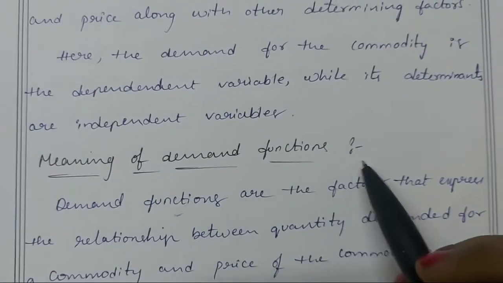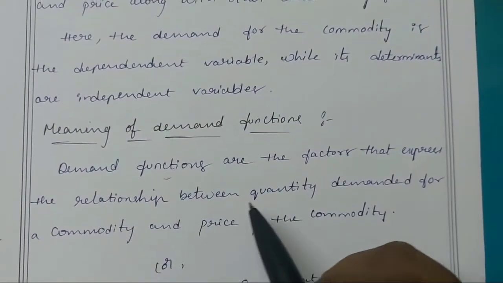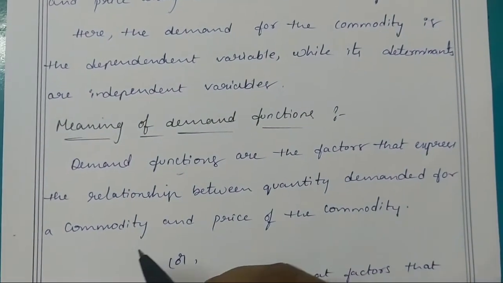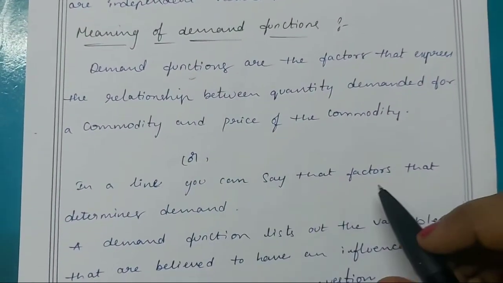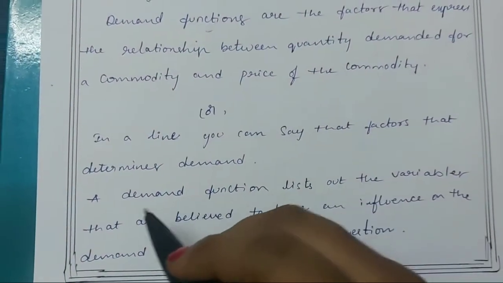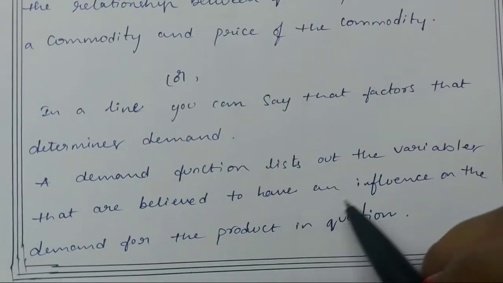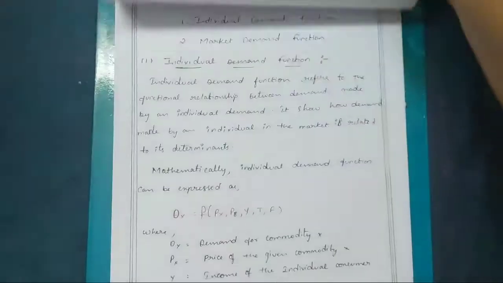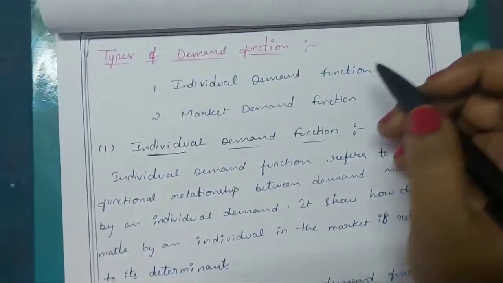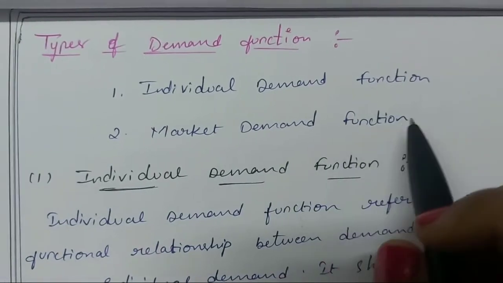Meaning of demand functions. Demand functions are the factors that express the relationship between quantity demanded for a commodity and price of the commodity. Or in a line you can say, factors that determine demand. A demand function lists out the variables that are believed to have an influence on the demand for the product in question. In economics, we have two types of demand functions. Number 1, individual demand function. Number 2, market demand function.